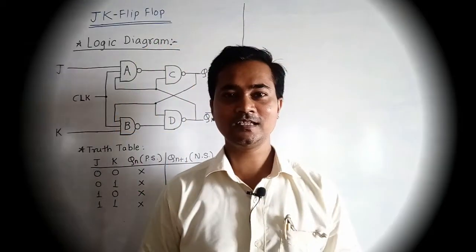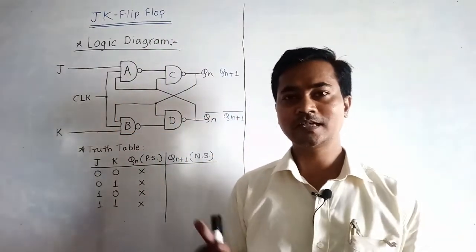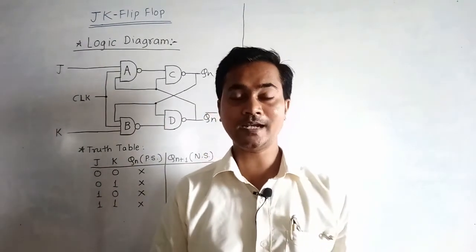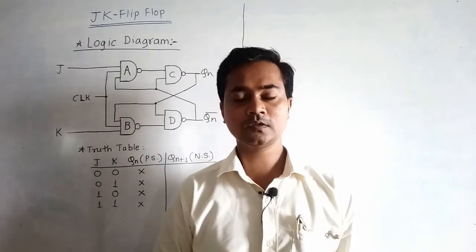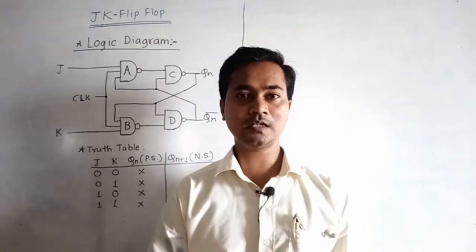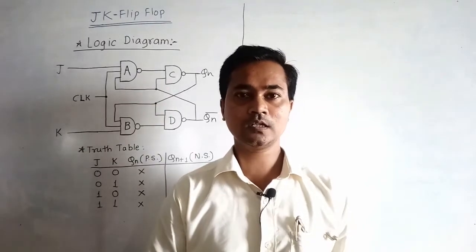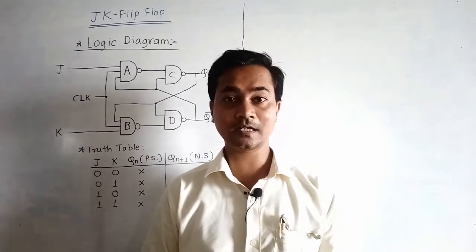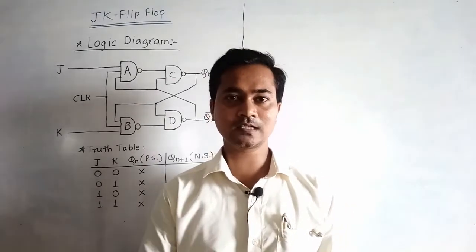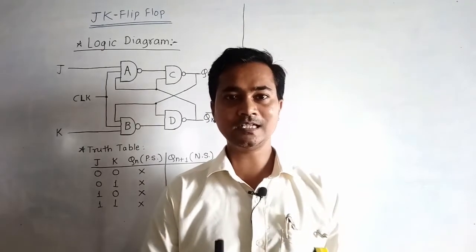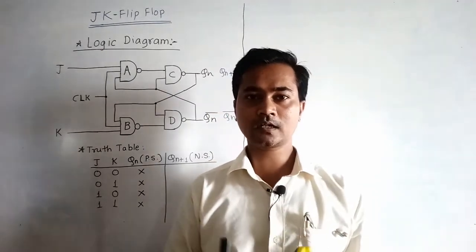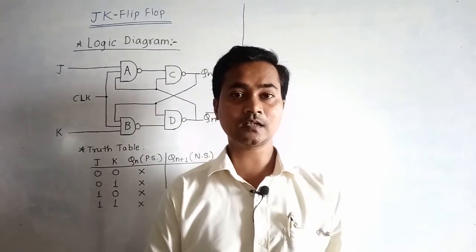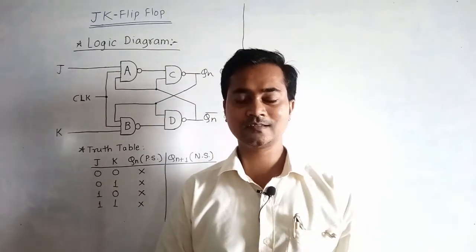Hello everyone, in this video we are going to see the JK flip-flop. So already we have seen the SR flip-flop and the D flip-flop. In the SR flip-flop there are four states of the outputs. The first state is no change, the second is set, the third is reset, and the fourth is the indeterminate state. In the SR flip-flop, that last state of output was useless, that is, a waste.